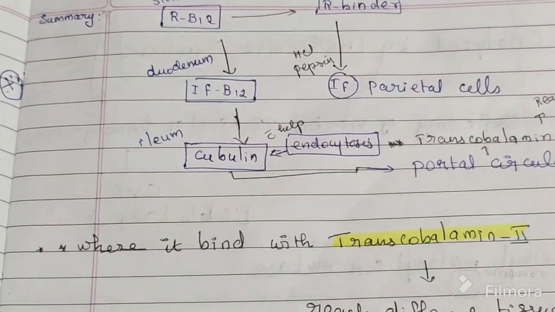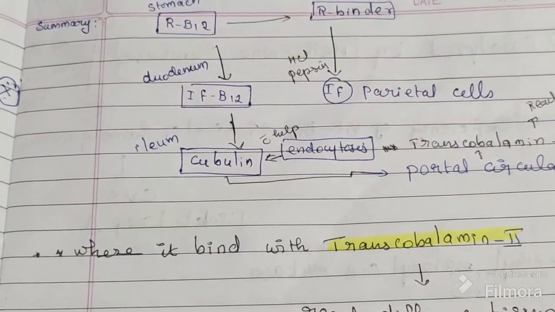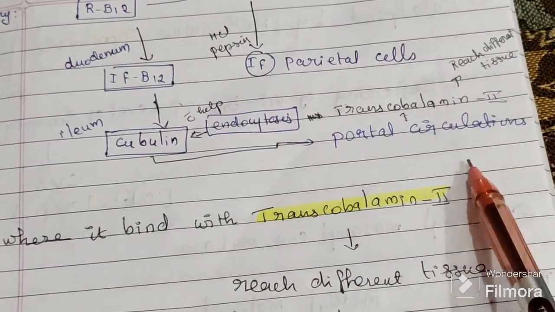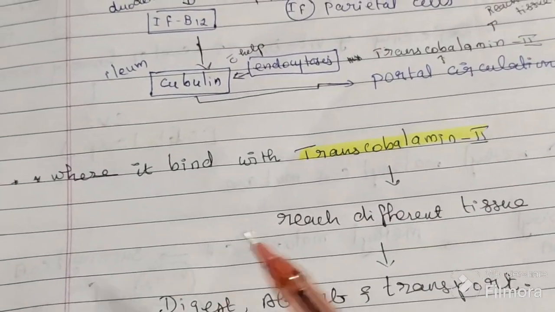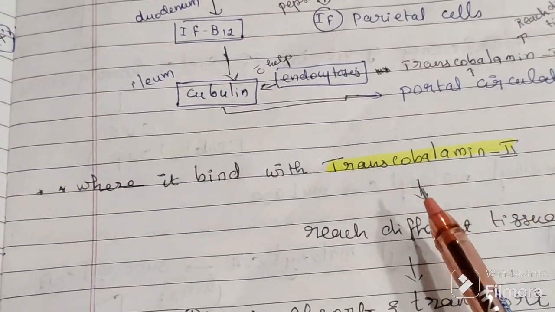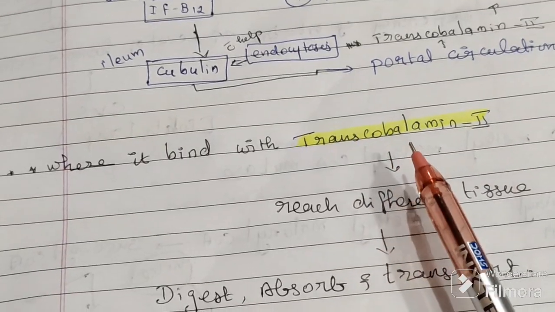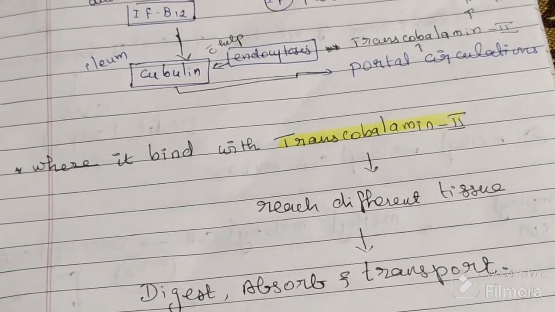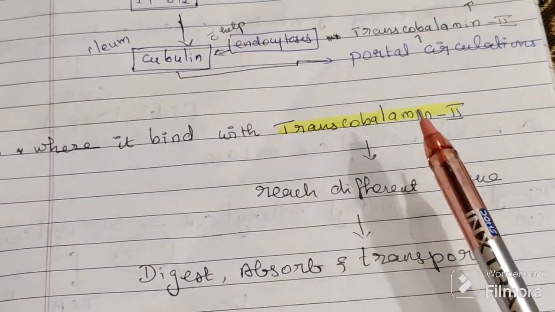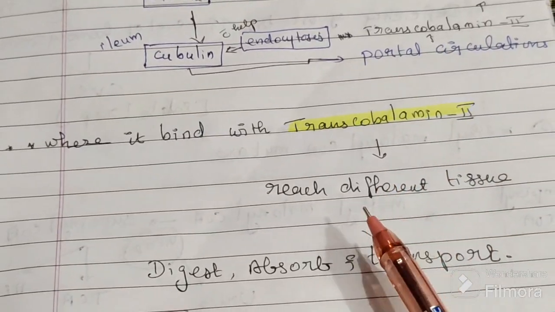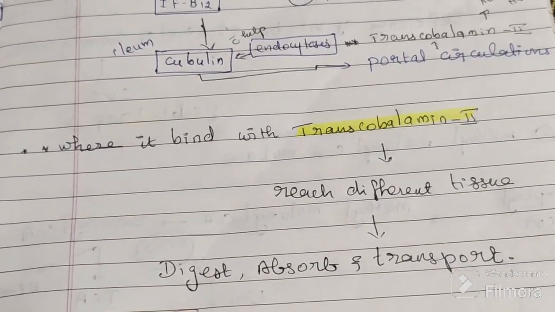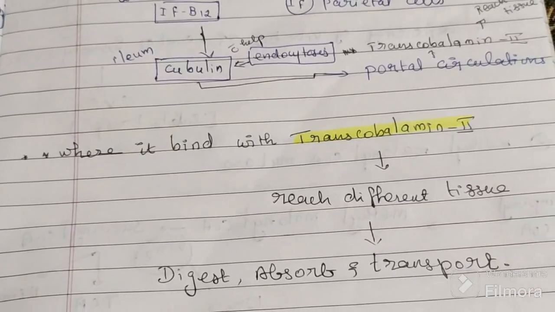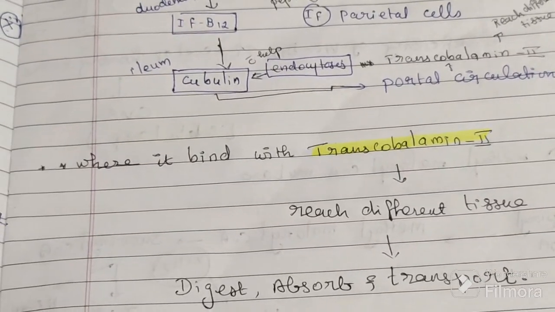From the ileal mucosal cell it is absorbed into the portal circulation, where it binds with transcobalamin 2. Through transcobalamin 2, it reaches the different tissues. So this is the digestion, absorption and transport of vitamin B12.